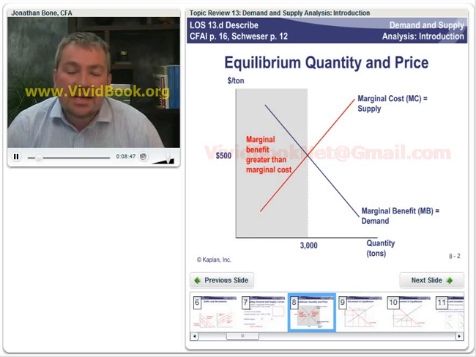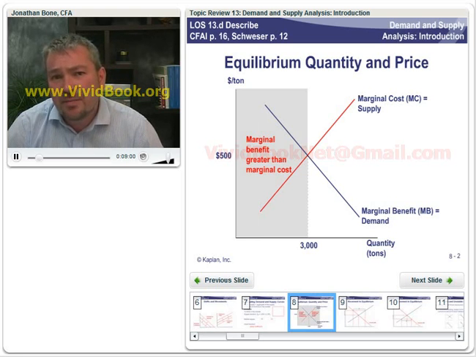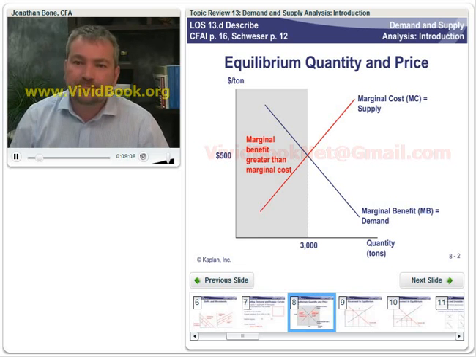Now you can see if quantity in the marketplace was below the equilibrium of 3,000, where the supply and demand intersect, you'll notice that the benefit would be greater than the cost. In other words, the additional benefit of producing and consuming one extra unit is greater than the additional cost of producing it. Therefore, it makes sense to produce more, so quantity will increase.